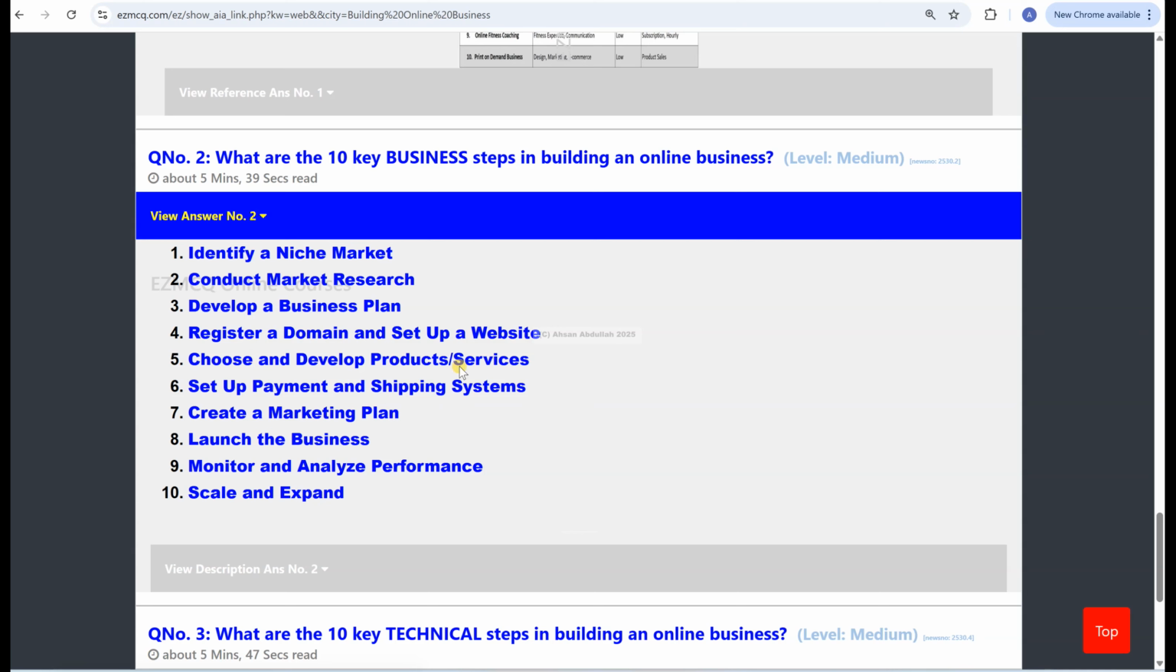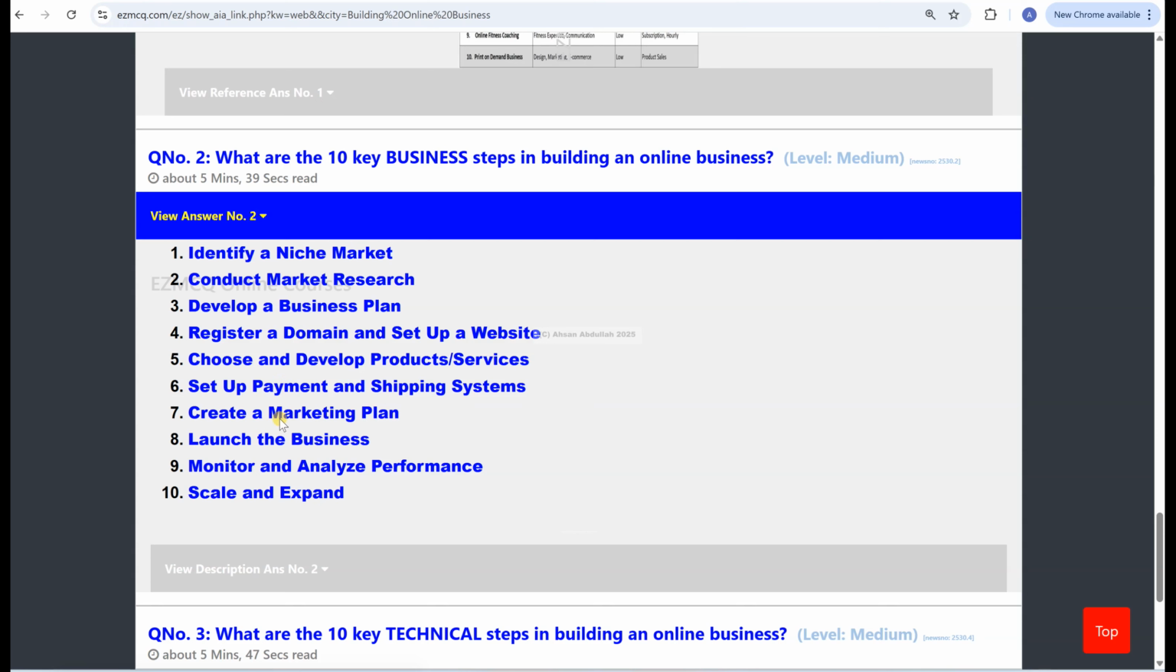Choose and develop products or services. For example, the example I gave you of taking a picture and uploading it, and the application telling you the calorie content. That's a service, not a product. And set up payment and shipping systems. Shipping systems are basically for products, and you need to have a payment system. This of course depends upon the mode of payment you are considering, which is the last Q&A of this topic.